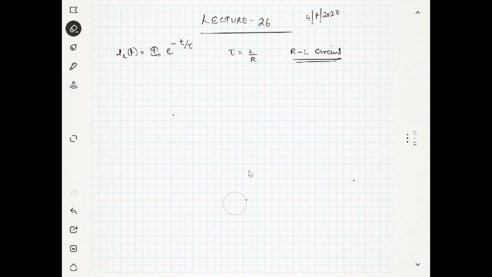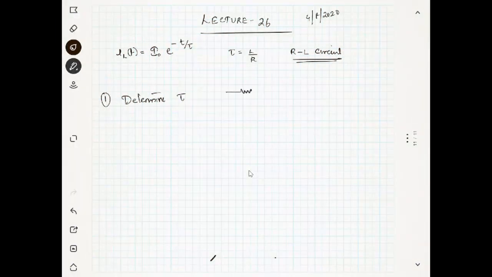Now we will see some problems based on this. The first problem is to find the time constant. Determine tau for the circuit. I will not read out the whole sentence, to save some time. Anyway, this is the circuit.